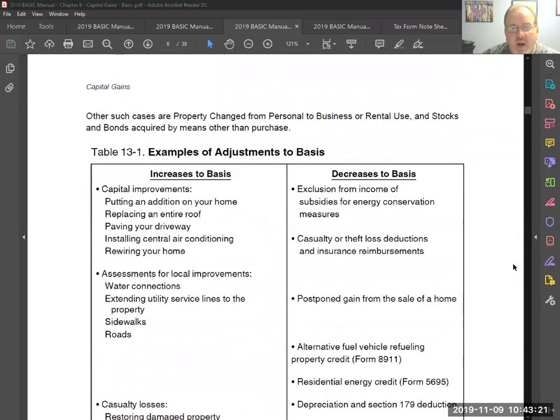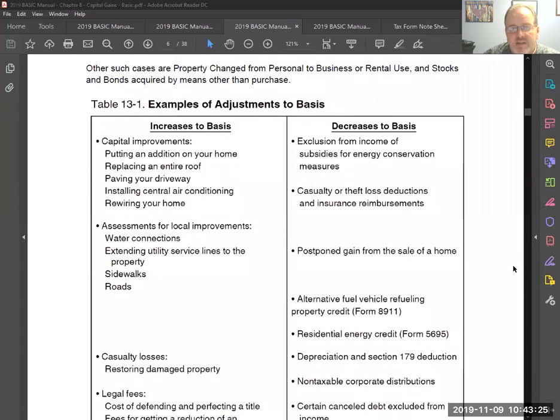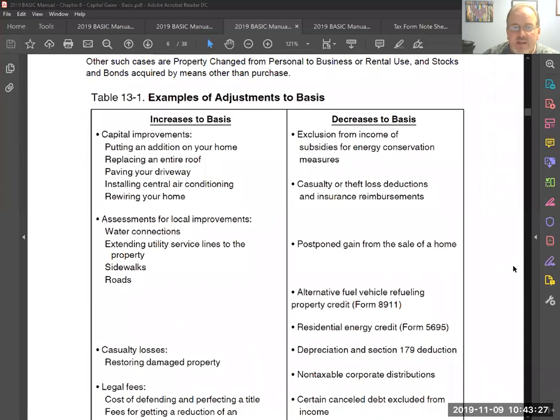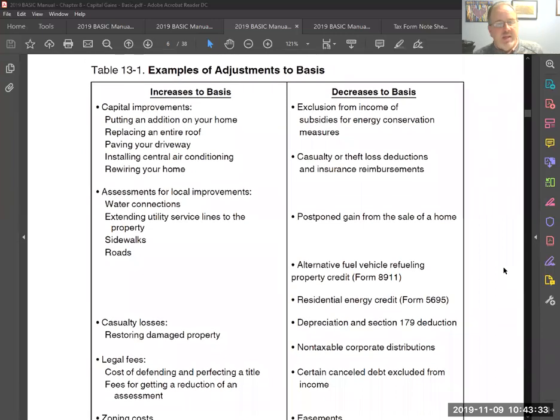At the top of 8.6, we were talking about the adjusted basis. Here are ways that the basis is increased or decreased. It's a great little reference chart. You can see capital improvements, maybe the town put in a new water connection or sidewalks or redid the roads. Those increase the basis.